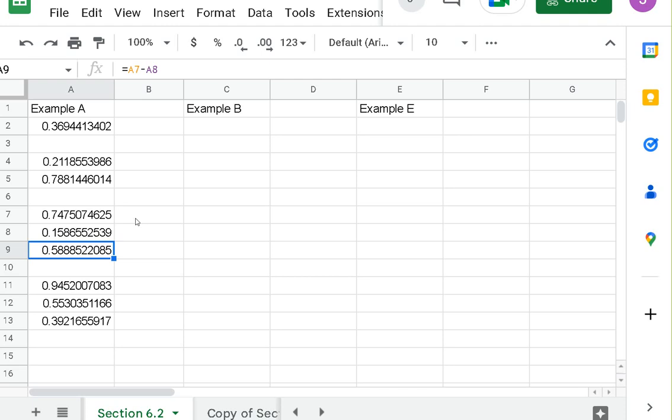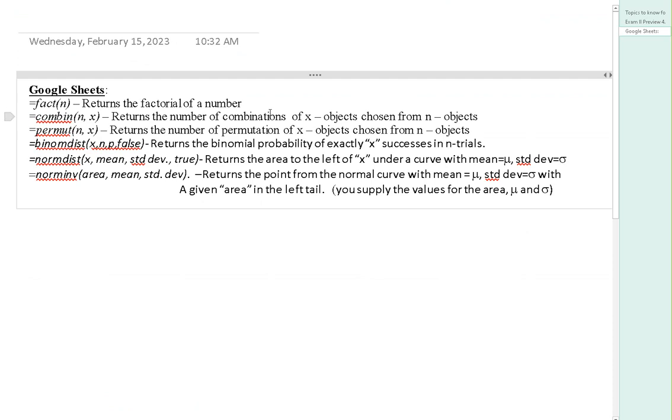Let's keep going. There are 2 commands that you're going to use in working your way through section 6.2. One of them was norm distribution. That's when you've got an x value and you want to find an area. If you've got an area and you want to find the x value or z value, then you're going to use a different command, and that's going to be norm inverse. Norm inverse starts out with an area and gives you your x value or your z value, depending if you're working with the standard normal distribution or not.